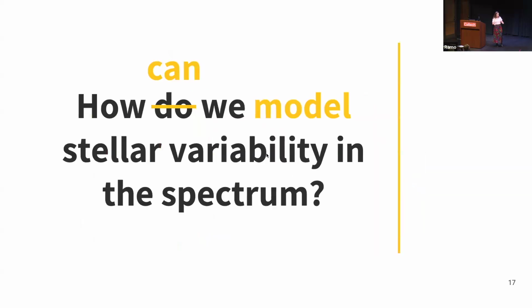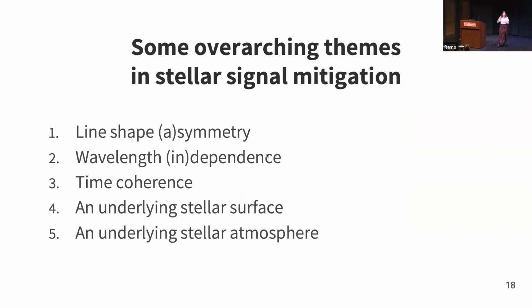So I want to go back to the initial question of how do we model stellar variability? And reframe it a little bit as how can we model stellar variability? As in, why do we even think it's possible to tease out the signals of the star from the signals of the planet? I have tried to distill a few different themes that I think are reasons why we have hope of being able to resolve both of these signals separately. And these themes are things that really underpin as assumptions many of the methods we're using. So the bulk of the talk will be going through some of these themes in the efforts of stellar signal mitigation.